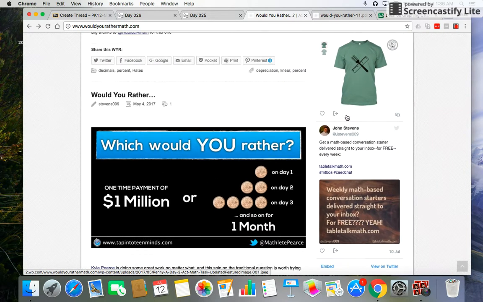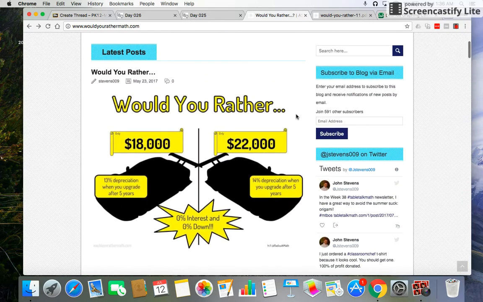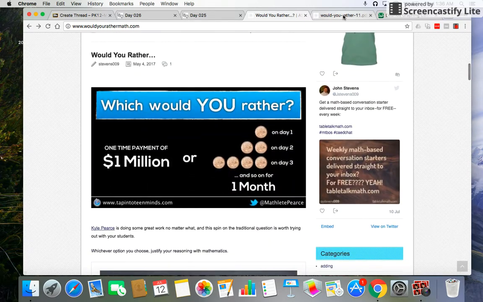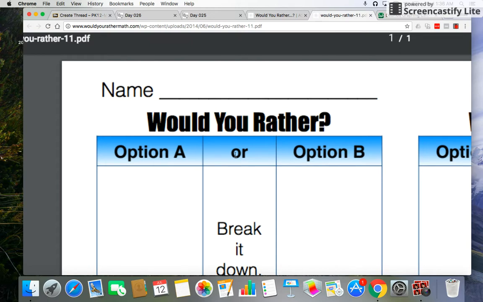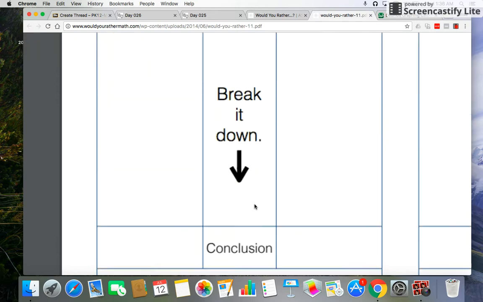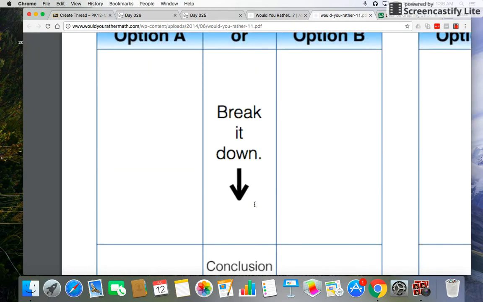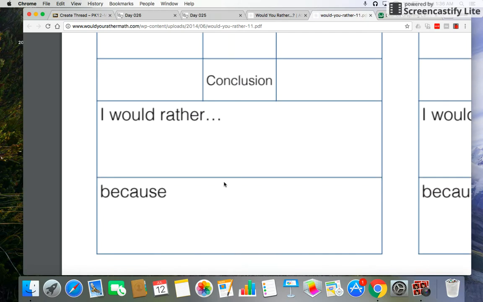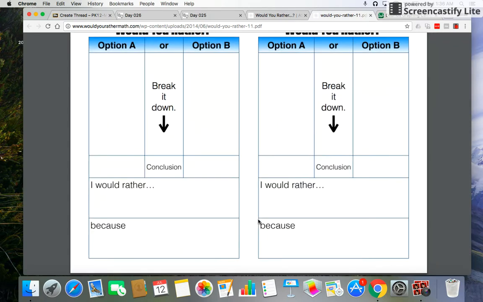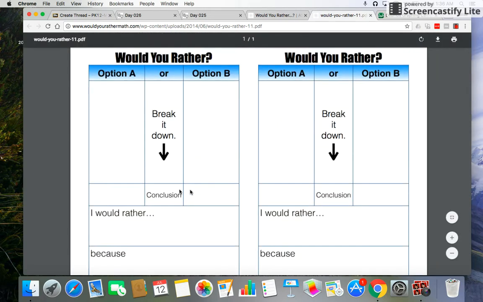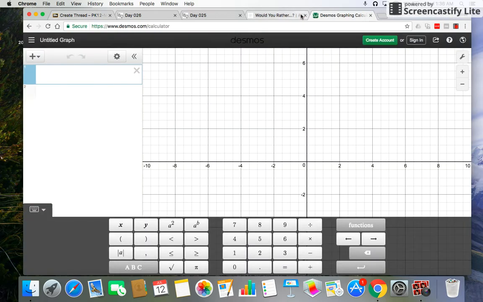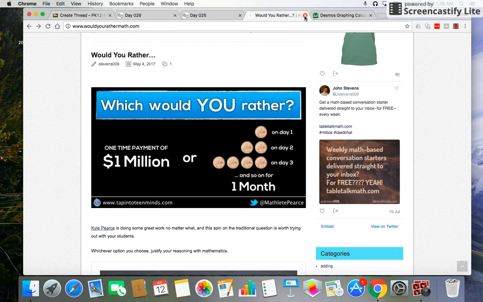So this website is started by a man named John Stadel, I believe. This is his worksheet. So would you rather option A or option B? Break it down. Which one's better? I would rather because this. So students get used to using these organizers, and they go a long way. So that's Would You Rather Math.